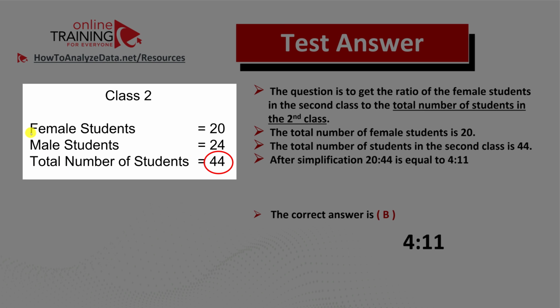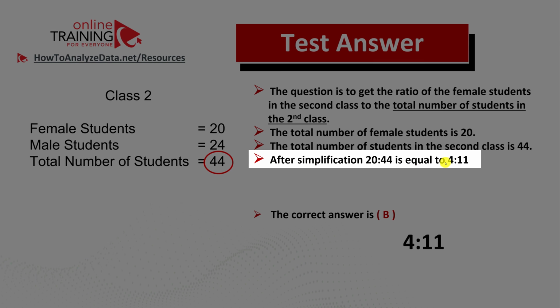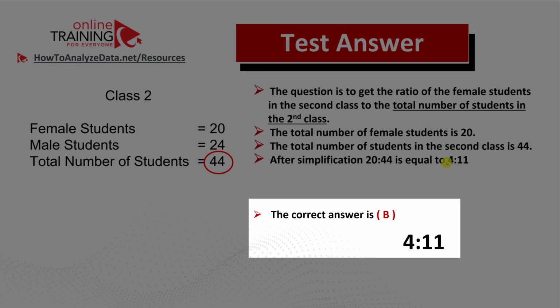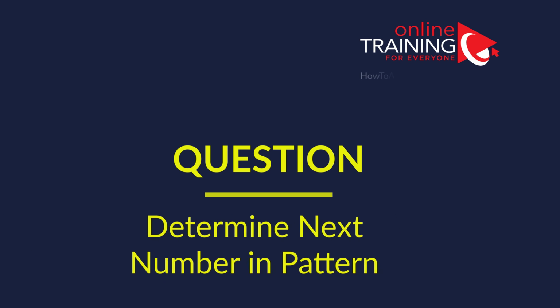So the only 2 pieces that you would use are the number of female students in the second class, which is 20, as well as the total number of students in the second class, which is 44. So the ratio is 20 to 44, which after simplification leads you to a 4 to 11 ratio. So the correct answer is choice B, 4 to 11. Hopefully you've nailed this question and now know how to answer these types of questions on the test.